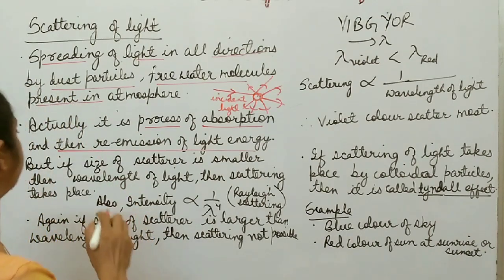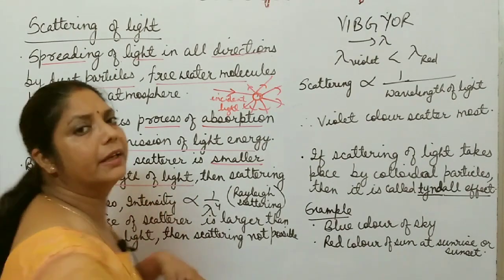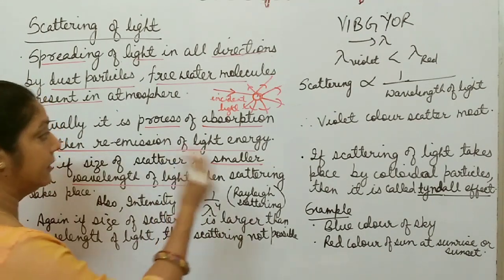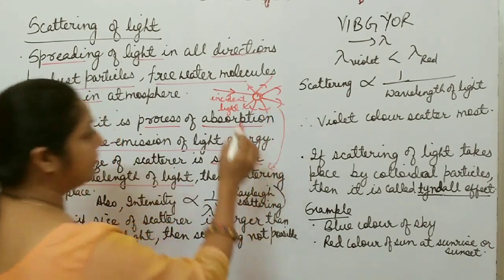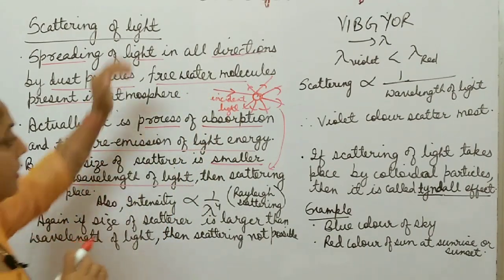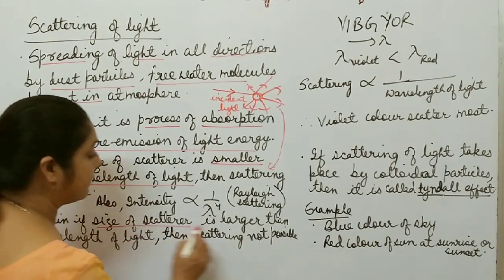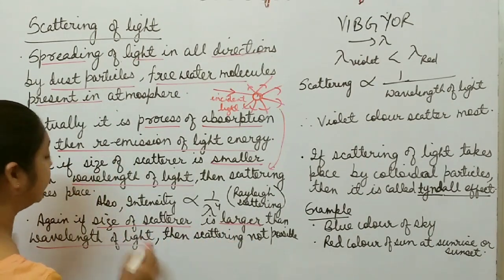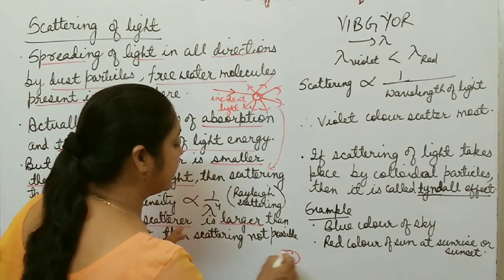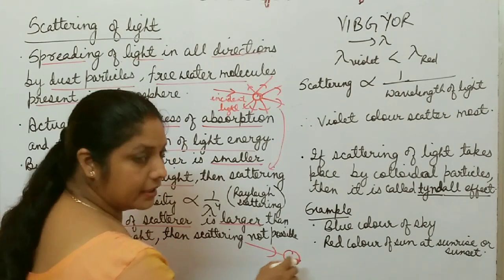If the size of the scatterer is smaller than the wavelength of light or near about the wavelength of light, then only is scattering possible. It is possible only if the size of the scatterer is smaller than or equal to the wavelength of light incident on the scatterer. But if the size of a scatterer is larger than the wavelength of light, then what happens? Scattering is not valid. If the size of the particle is larger than the wavelength of light used, then in this case scattering is not possible.